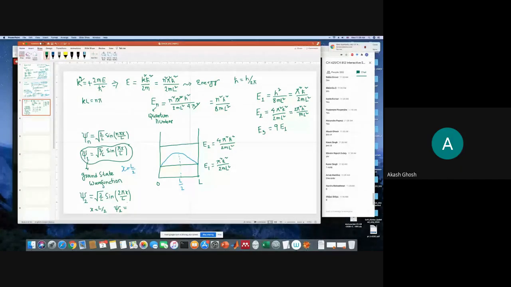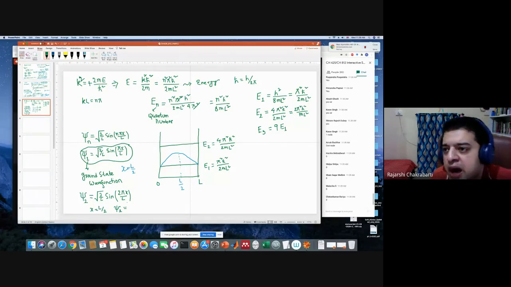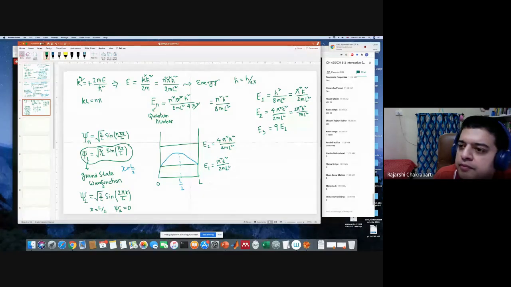0, sir. Yeah, because if you put x equal to L by 2, it will give you 2 pi times L by 2 divided by L. L will cancel, 2 will cancel. You get sine pi, which is 0. So the function is 0. Are you convinced?